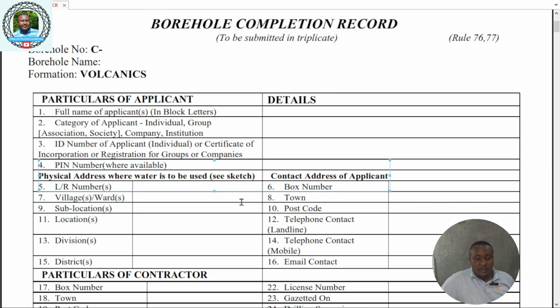Then you'll go to the physical address where the borehole is to be drilled, and this is the parcel number, the exact land that the borehole will be drilled. Then the village or the ward, the sublocation, the location, the division, the district, all that you will fill in as per the area. Then you'll go to the contact and address of the applicant. This now you'll have the applicant's or the borehole owner's information. This is the address, the box number, the town, the postal code, the telephone, and the email.